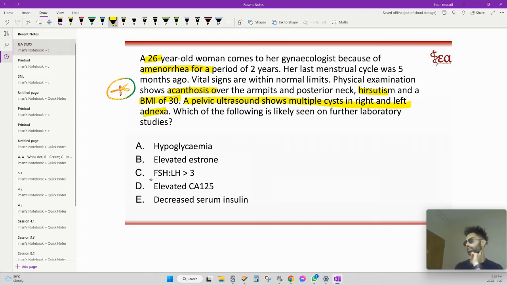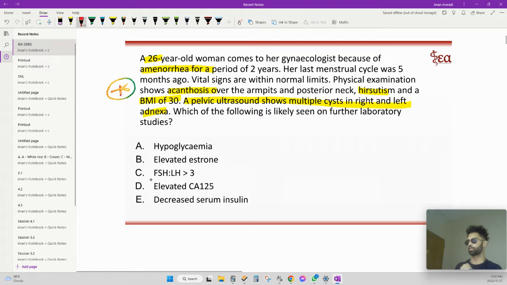26-year-old hasn't had periods for over 2 years. Acanthosis, where the skin is getting velvety black in the armpits and posterior neck. It's usually an indicator of some hormonal problems, some metabolic problems, sometimes heart problems. She's got hirsutism and a BMI of 30, right? So it's already making me think of a PCOS vignette. Pelvic ultrasound shows multiple cysts, right? So multiple cysts, hirsutism, high BMI, this acanthosis thing, all of them are PCOS.